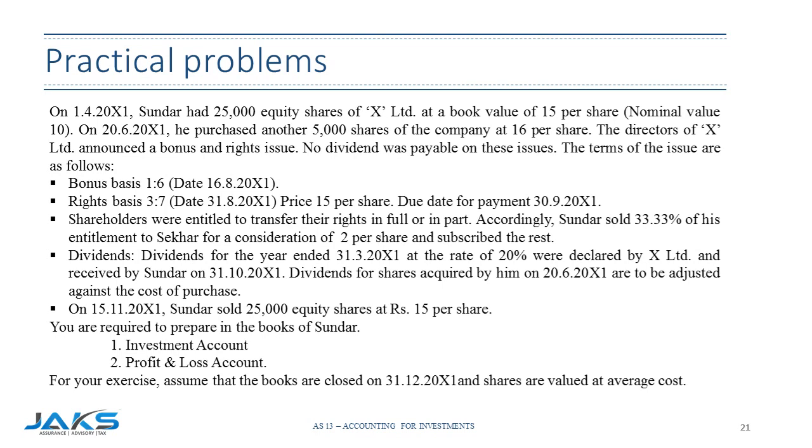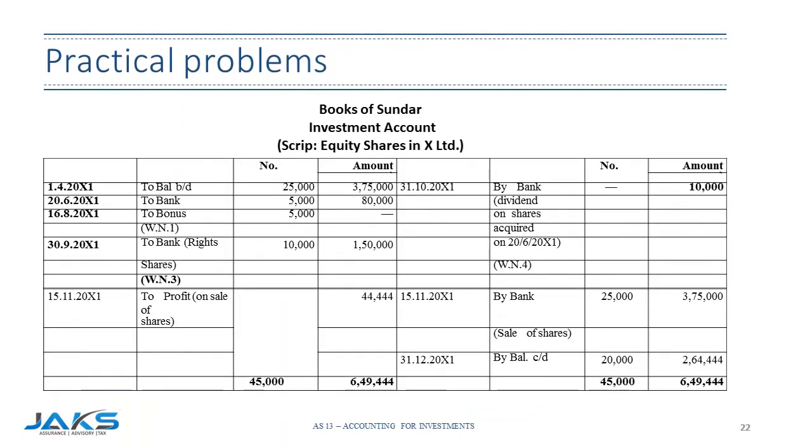Then, company proposed dividends for the shares. And also tells about the adjustments of the dividend on the shares acquired on June 20th, 2011. Then, Sunder sold 25,000 shares of him at Rs 15 per share. So, we have to prepare investment account and an abstract of P&L account. For computation of cost, we should use average cost method. We have gone through the question, so we can prepare investment account.